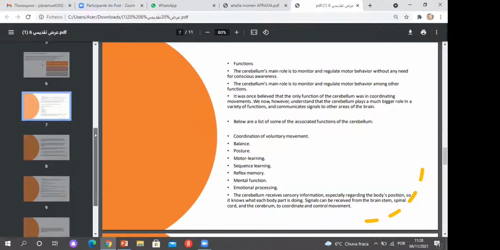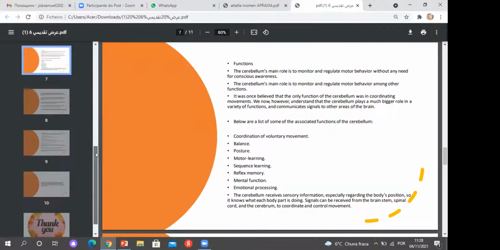The cerebellum's main role is to monitor and regulate motor behavior without any need for conscious awareness, among other functions. It was once believed that the only function of the cerebellum was in coordinating movement. We now, however, understand that the cerebellum plays a much bigger role in a variety of functions and communicates signals to other areas of the brain.